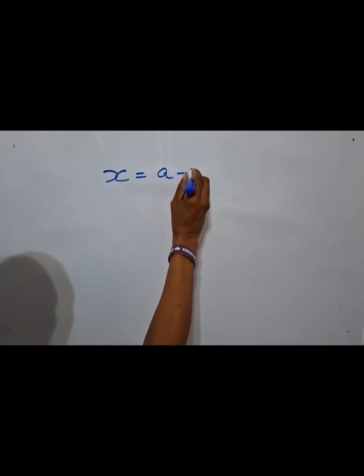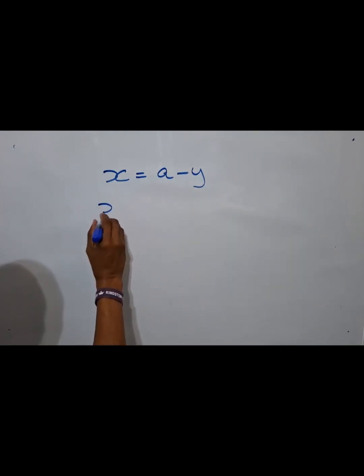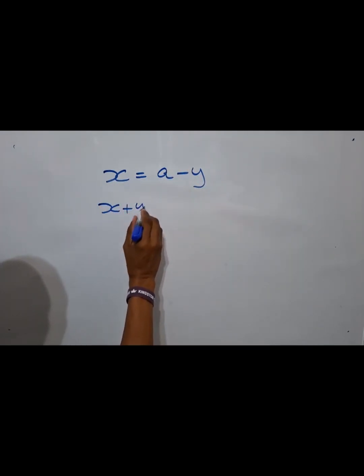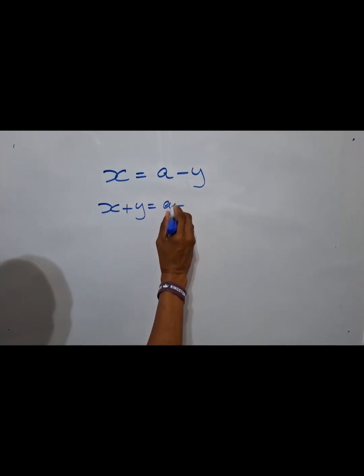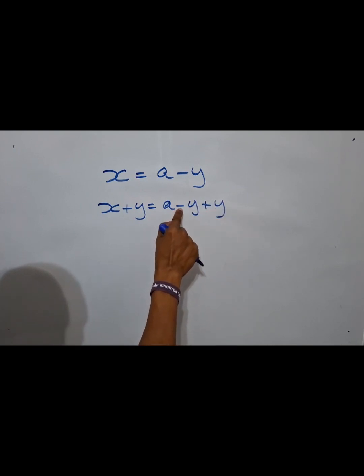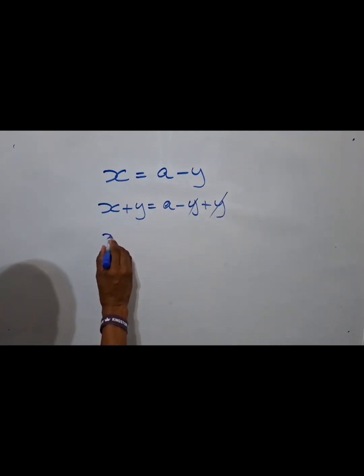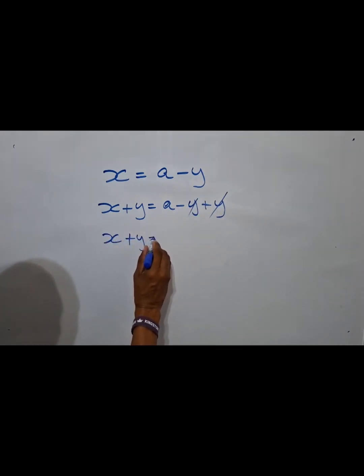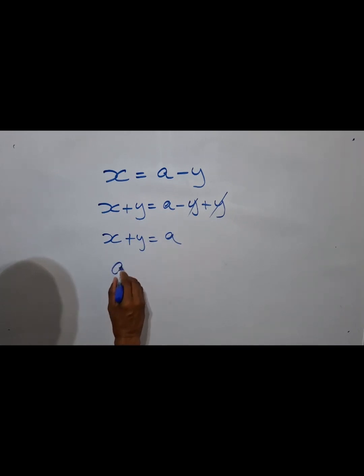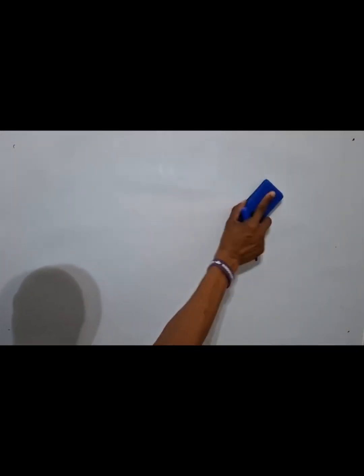All right. Our next formula, we have x is equals to a minus y. Let's make a the subject of the formula. What do we do first? We remove that y from that side of the equation. And we do so by adding y to both sides of the equation, since y is now being minused on the right hand side. So we have x plus y equals to a minus y plus y. Minus y plus y is 0. So we have x plus y is equals to a, or we can always say a is equals to x plus y.